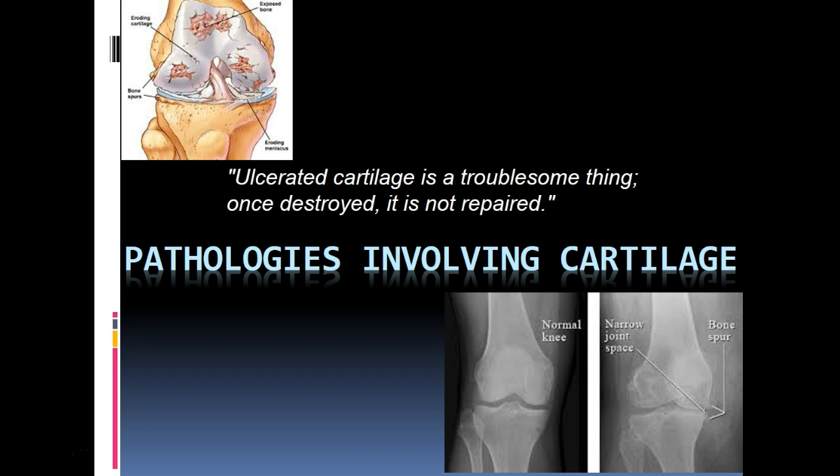Now we move on to pathologies involving the cartilage of a joint, and this is by far one of the major plaguing pathologies in the knee.